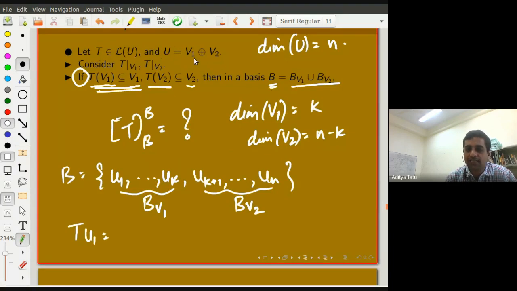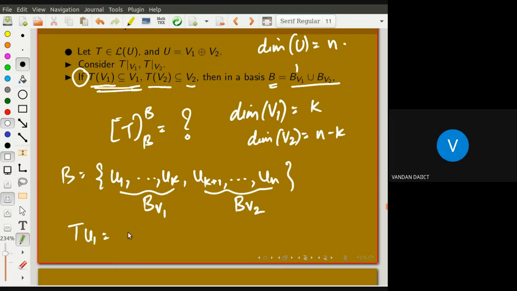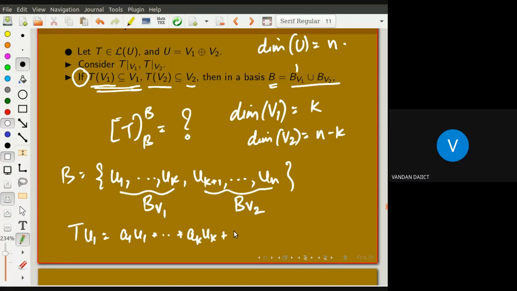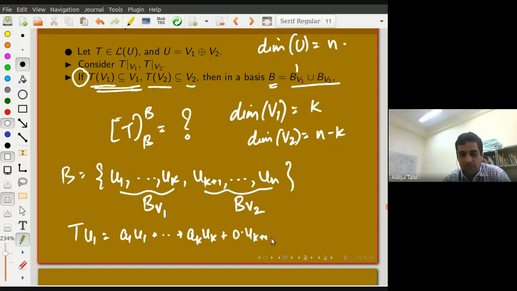I'm saying U is a direct sum of the V1 and V2 subspaces. B V1 is a basis of V1, B V2 is a basis of V2. So if I take a union of these two bases, I'm going to get a basis of the entire vector space U, right? Yes. So what can T U1 be? Sir, some constant times U1 plus some constant times U2 up to UK. A linear combination of U1 to UK alone, right? What about the other coefficients? They will be zero. Zero. Okay, that is important.